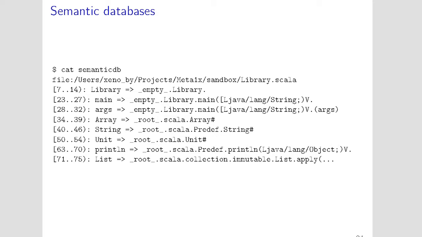And then for every name in that file, we actually resolve it. So we say that, for instance, library, maybe you remember that the object was called library, the identifier was written from offset 7 until offset 14, and it means _empty_.library, where _empty_ signifies the empty package, as described in the Scala specification. Everything that you write outside of any package implicitly goes there. And so on and so forth.